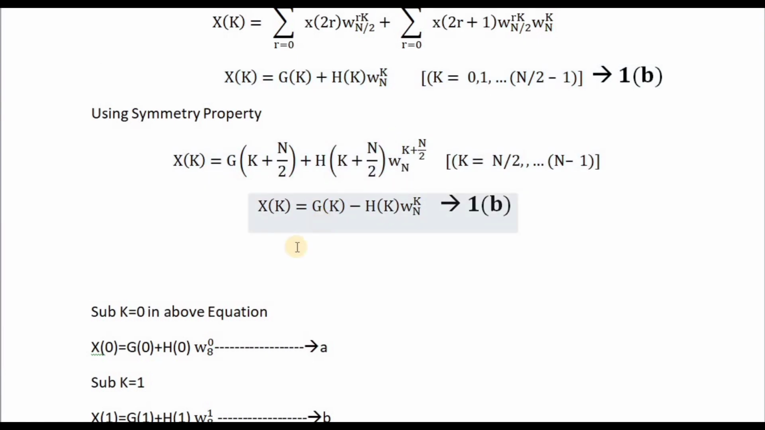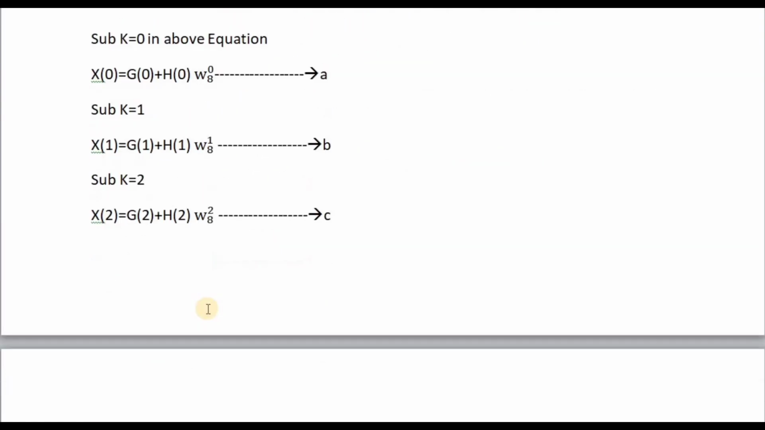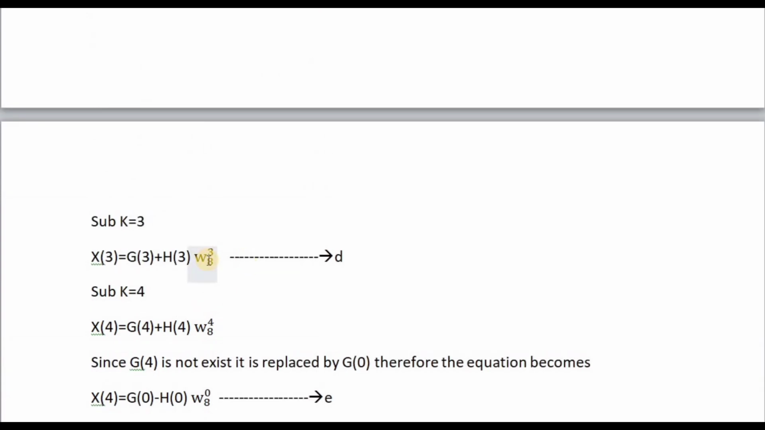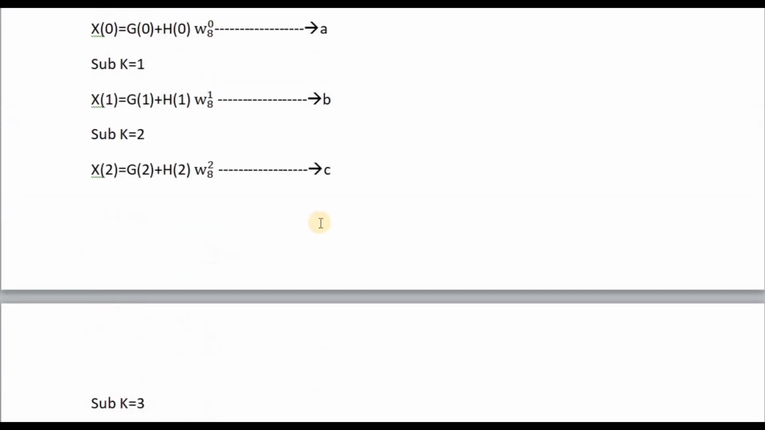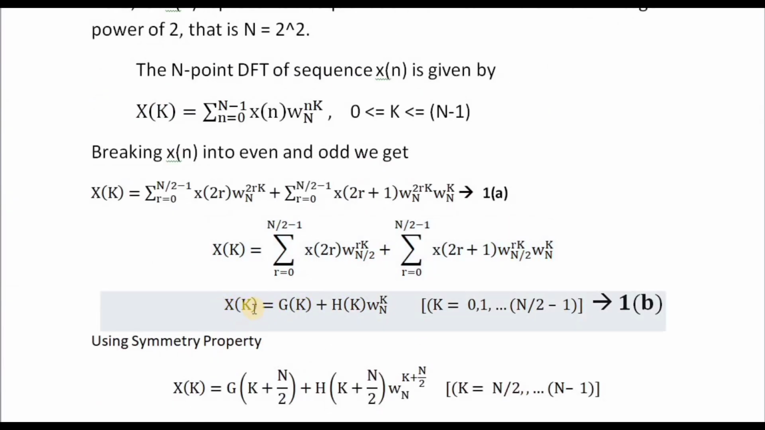Similarly for 1, 2 and for 3. If I go for k is equal to 4, I will get X of 4 is equal to g of 4 plus h of 4, W_8 of 4 in this equation.